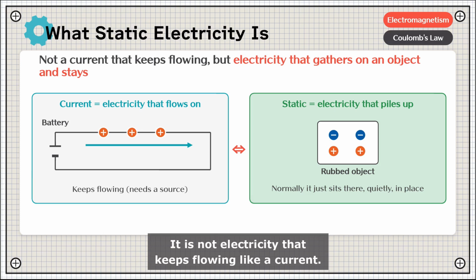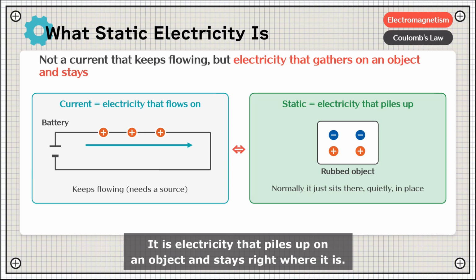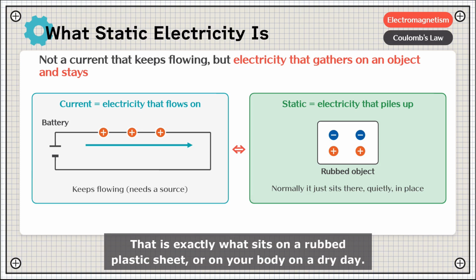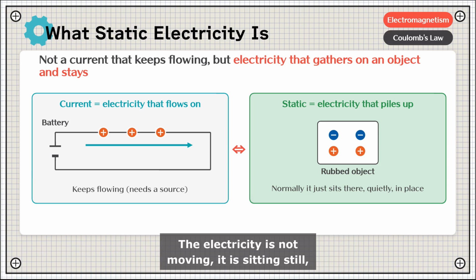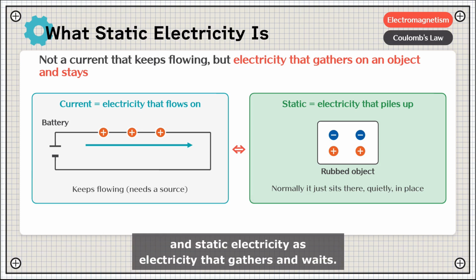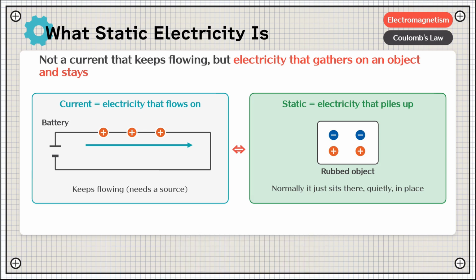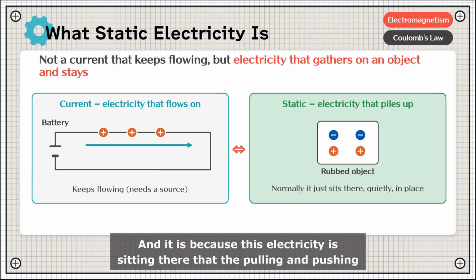It is not electricity that keeps flowing, like a current. It is electricity that piles up on an object and stays right where it is. That is exactly what sits on a rubbed plastic sheet or on your body on a dry day. The word static says it. The electricity is not moving. It is sitting still, so we call it static electricity. Picture a current as the electricity that flows, and static electricity as the electricity that gathers and waits. And it is because this electricity is sitting there that the pulling and pushing happen at all.